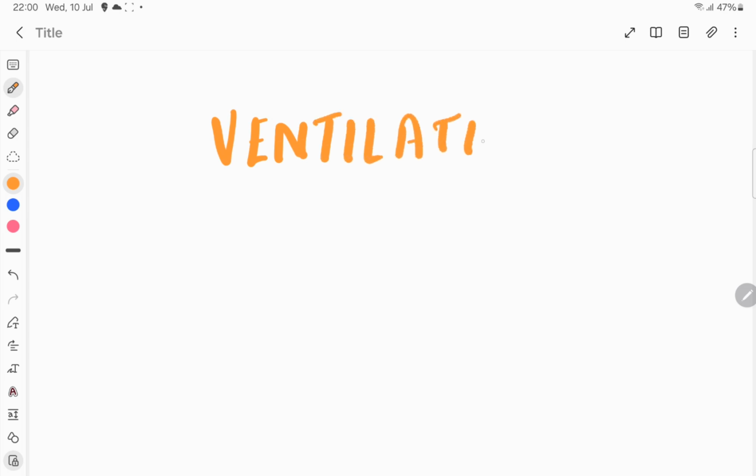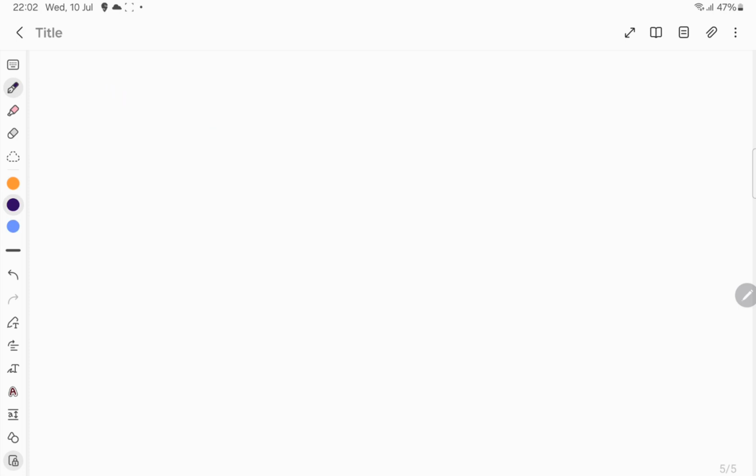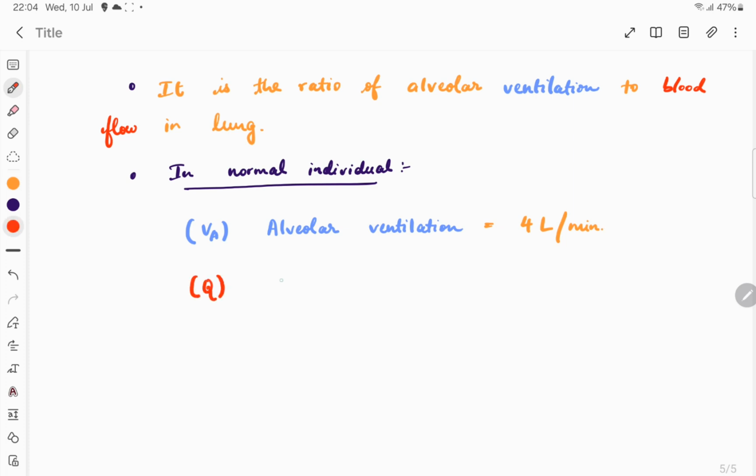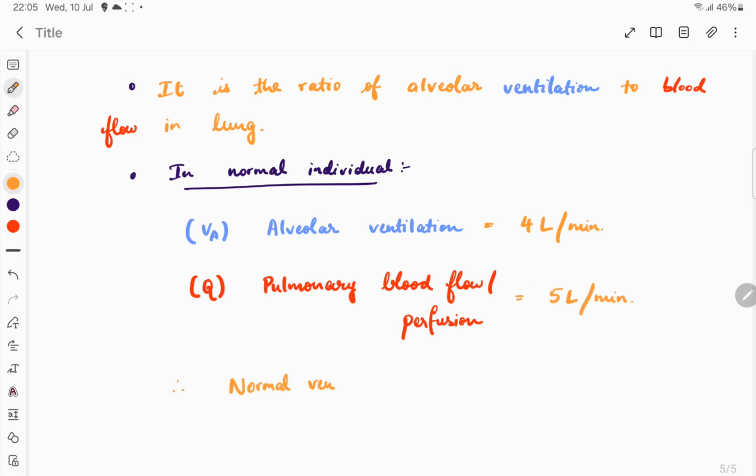Let us now move on to the second topic, ventilation perfusion ratio. This is another short note. What is ventilation perfusion ratio? It is the ratio of the alveolar ventilation to the amount of blood flow in the lung. In normal individuals, the alveolar ventilation is around 4 liters per minute, and the pulmonary blood flow or the perfusion is equal to the cardiac output or the right ventricular output, that is around 5 liters per minute. Therefore, the normal ventilation perfusion ratio is equal to 0.8.